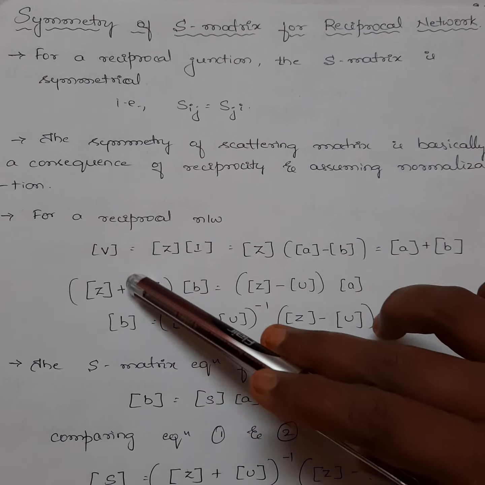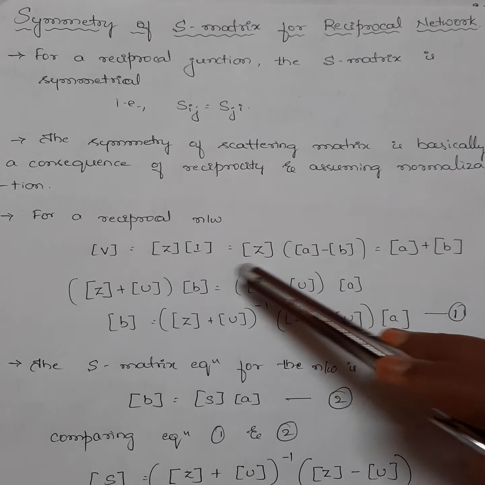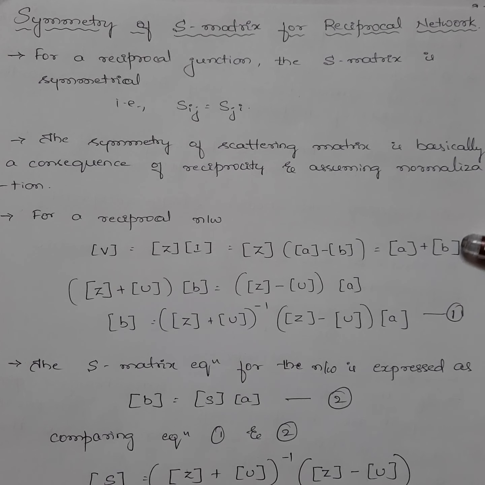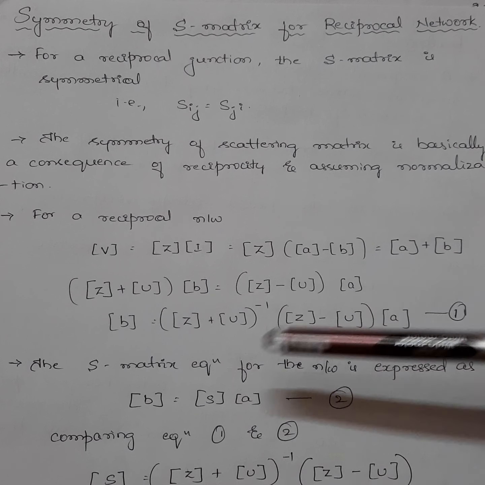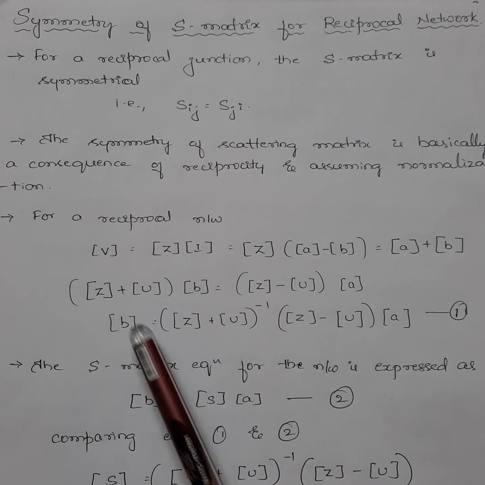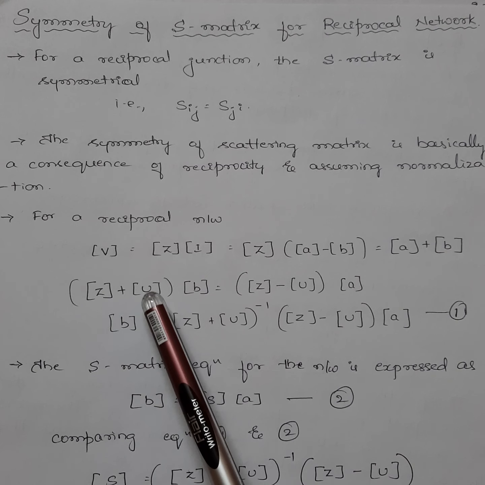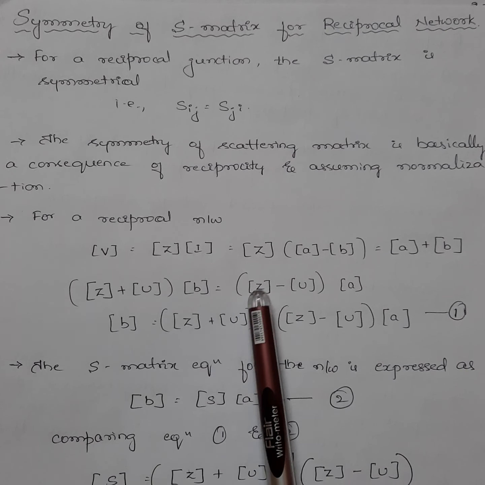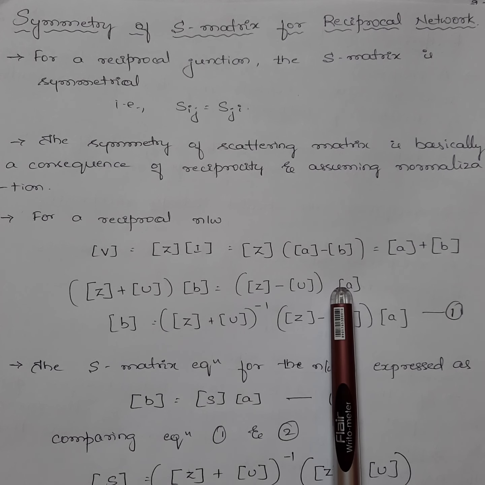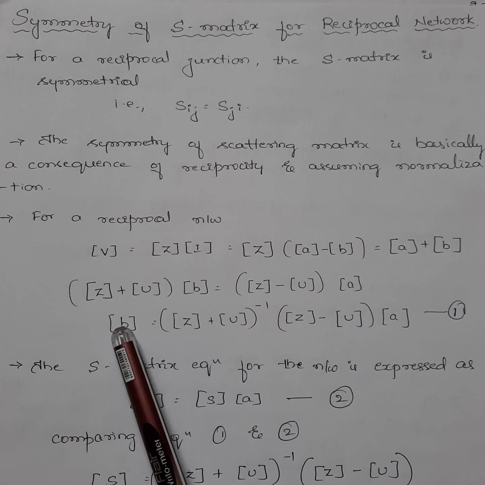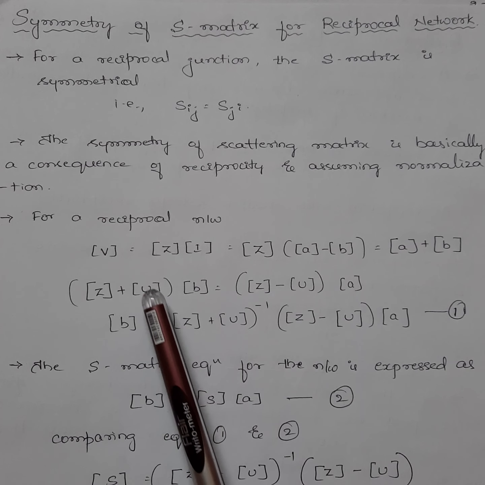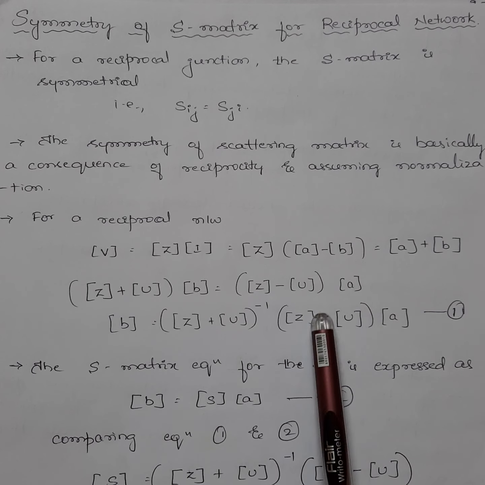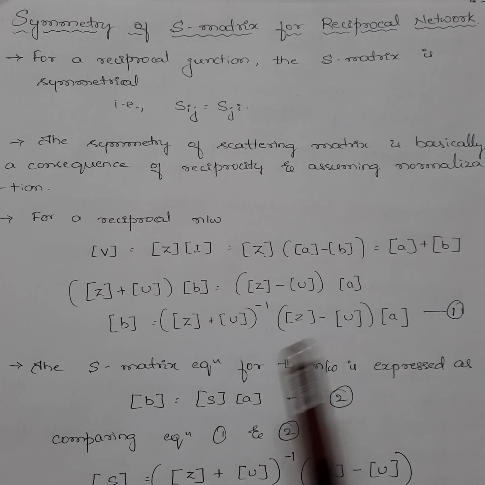For a reciprocal network, V is equal to Z into I, which means it is A minus B. This can be written as A plus B. Okay, we can also write this as Z plus U into B is equal to Z minus U into A. Therefore B is going to be the inverse of Z plus U into Z minus U into A. Call this equation 1.